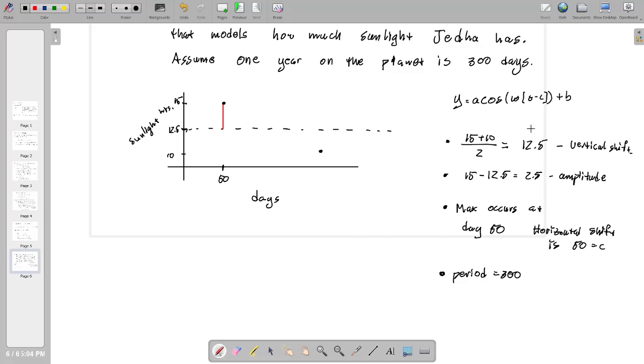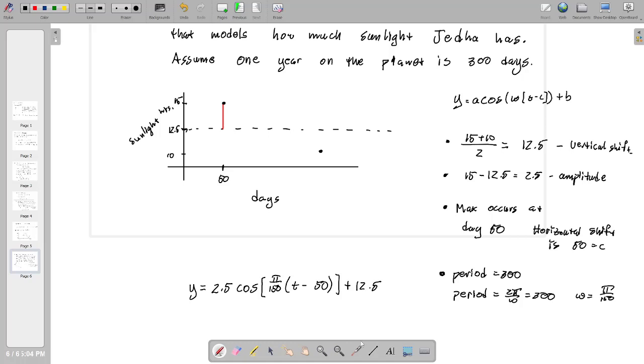So we just need to figure out what omega is. If you remember, the period is equal to 2 pi divided by omega, and we know that our period is 300. Multiply by omega, divide by 300, and we have that our omega is equal to pi divided by 150. Now, once we have that, we can just write in our model, y is equal to our a value, 2.5, cosine, because we are starting at a maximum. Omega is pi over 150. t minus 50 for our horizontal shift, and our vertical shift is plus 12.5.